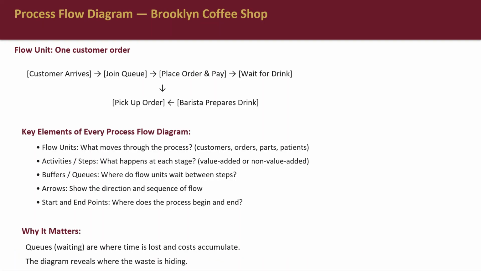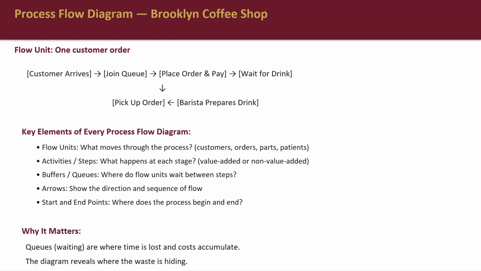Now let's turn that coffee shop into an actual diagram. Follow the boxes across the top of the screen. Customer arrives, join queue, place order and pay, wait for drink. Then the flow turns down and back. The barista prepares the drink and the customer picks it up. Our flow unit here is one customer order.